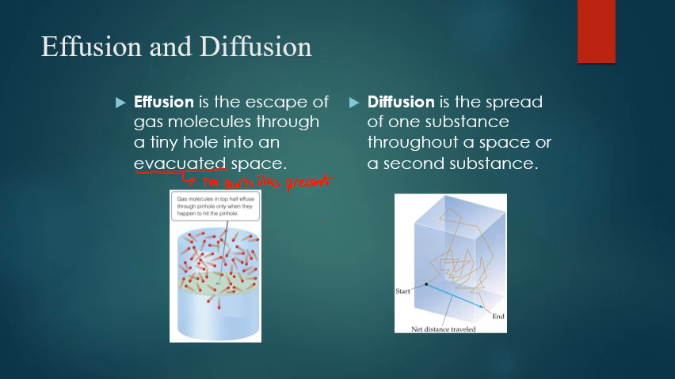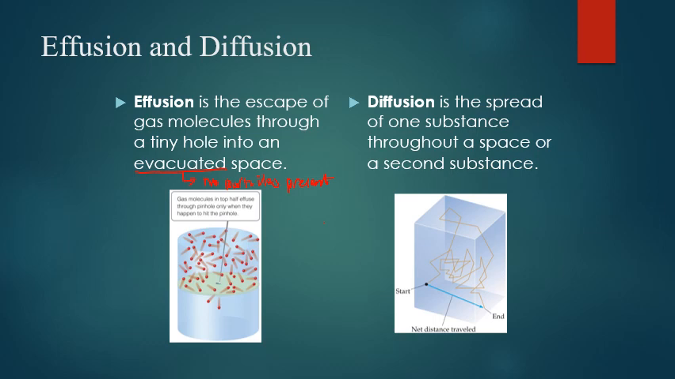So effusion is escaping through a tiny opening. You can think about it like a popped tire. If you run over a nail with your car, you have all the air escaping from the pressurized chamber inside of your tire to the outside air. And so that would be an example of effusion. You have diffusion again, just the random mixing of the gases throughout a container.